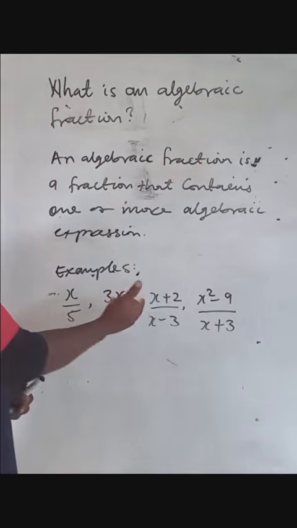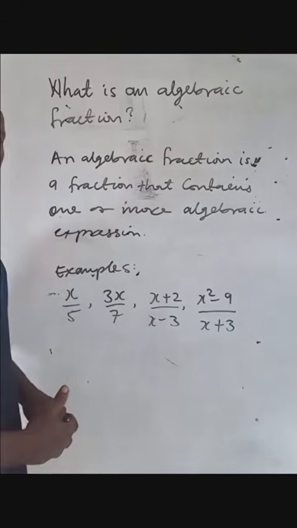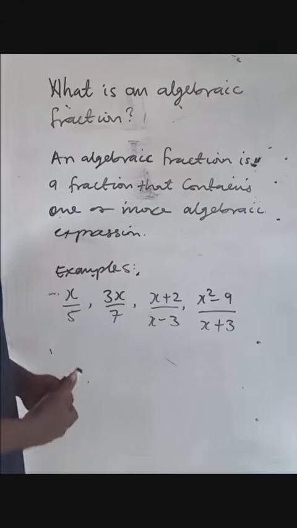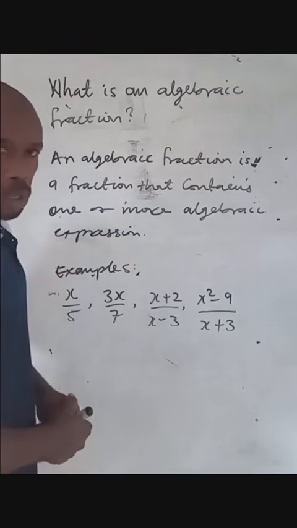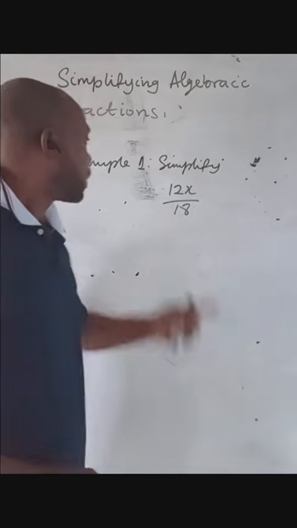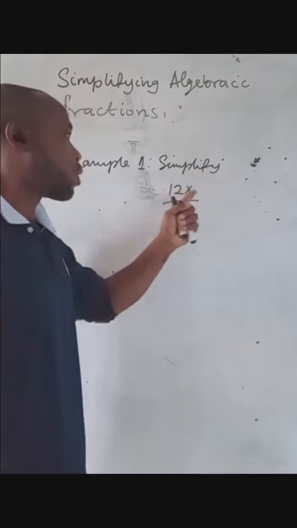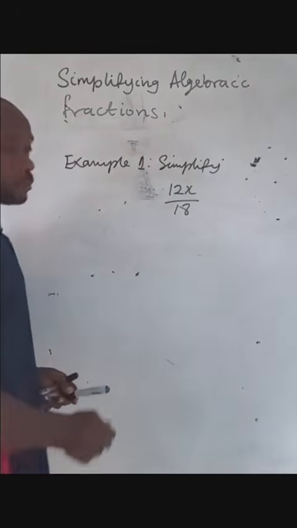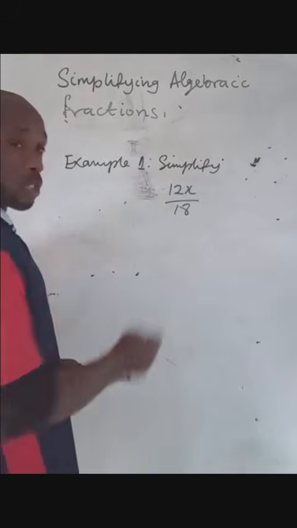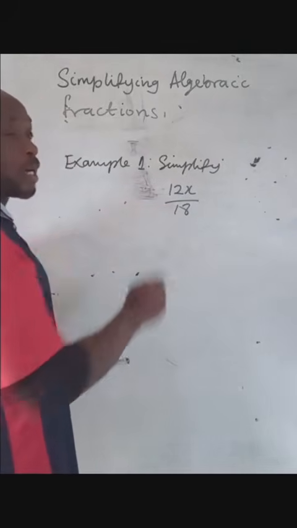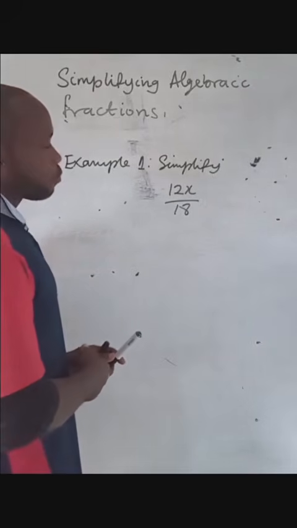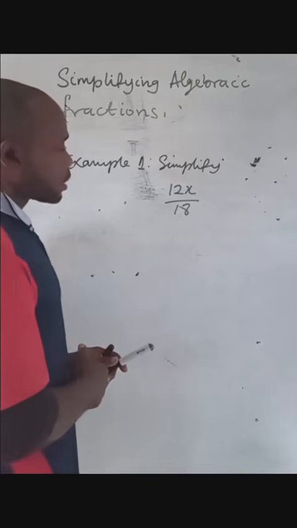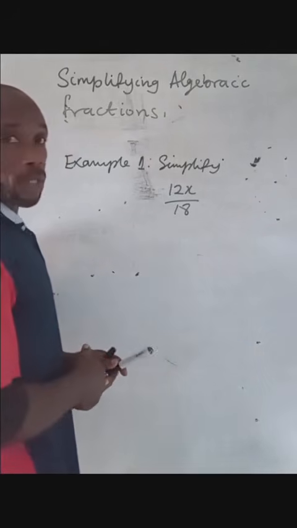The expression at the top of the fraction is the numerator, while the expression at the bottom of the fraction is referred to as the denominator. Example 1. Simplify 12x all over 18. This is an algebraic fraction because it contains an algebraic expression. We are asked to simplify it. The numerator is an algebraic expression, while the denominator is a constant. So how do we simplify this type of expression?